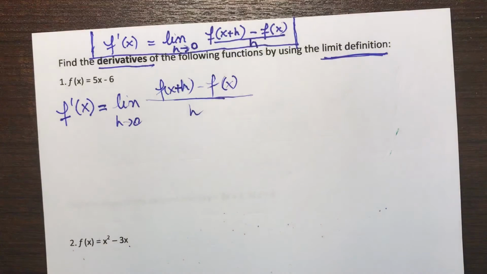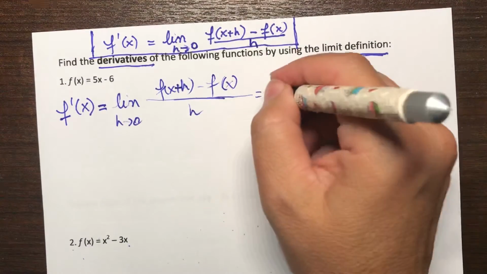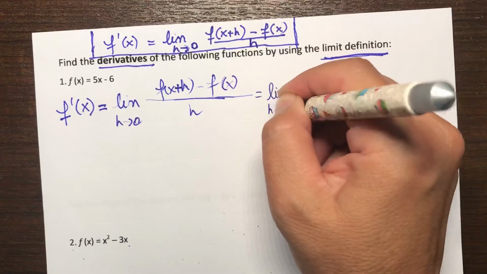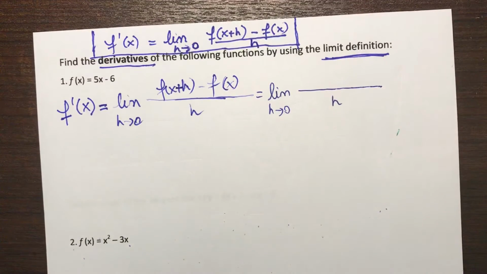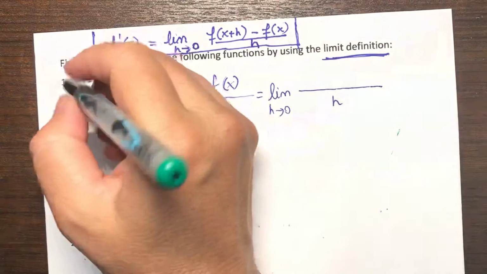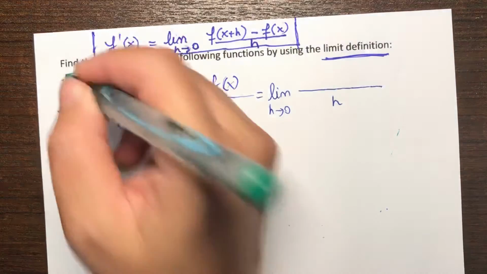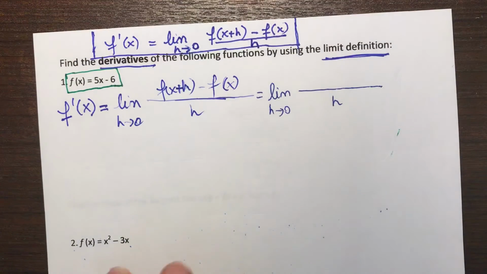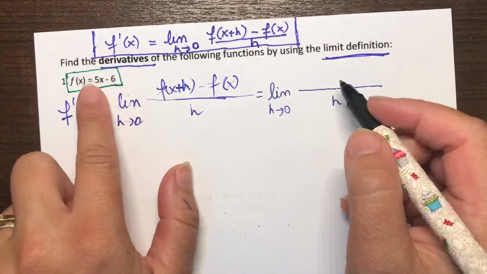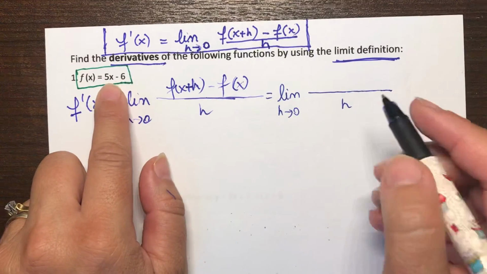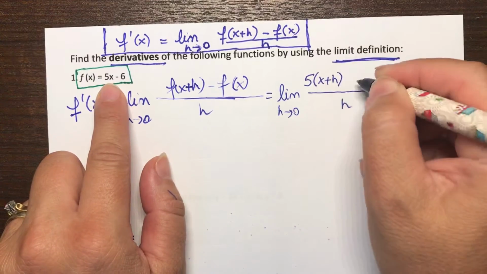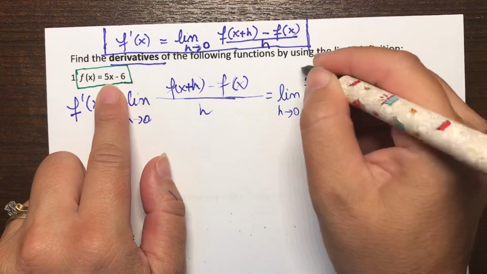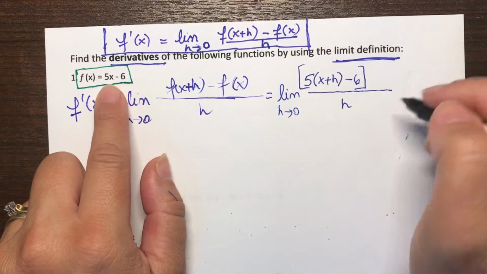Okay, I might be running out of ink. Okay, so let's leave that limit in there until we're ready to evaluate it. So what is f of x plus h? Here's my function right here. So what it says to find f of x plus h means to do what? In this function, wherever you see x, you write x plus h. So that's f of x plus h, right?